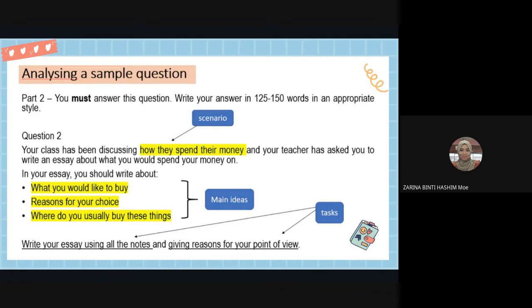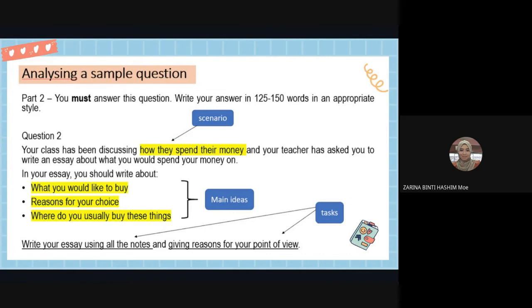Okay, and then your task again. Below the main ideas, you have the task. Write your essay using all the notes and giving reason for your point of view. Ini kamu kena tulis essay berdasarkan nota yang diberi dan juga bagi alasan for your point of view. This is how you analyze a question in part 2.